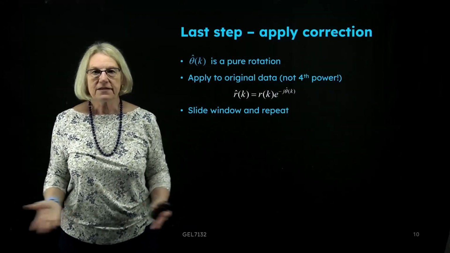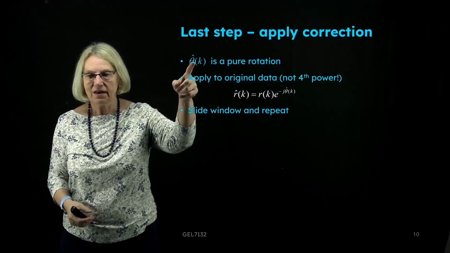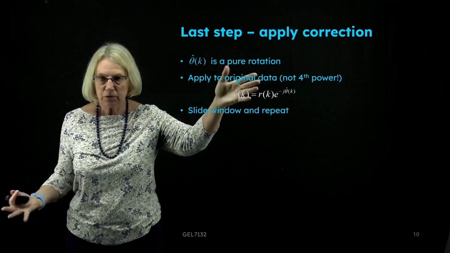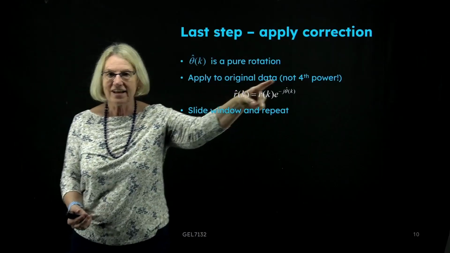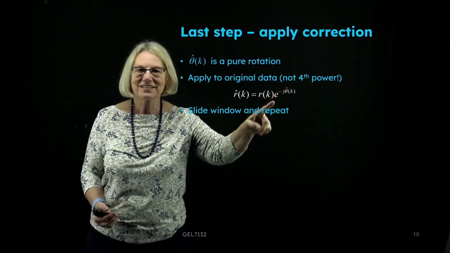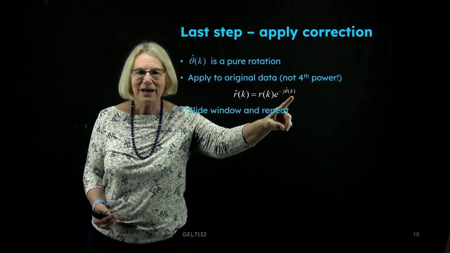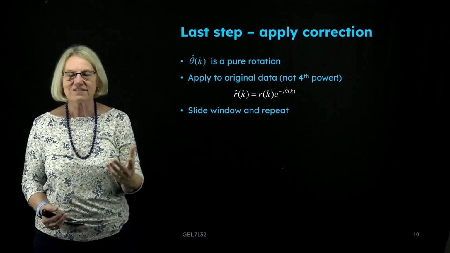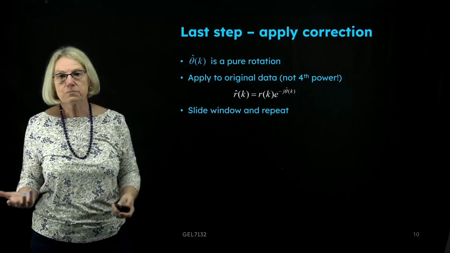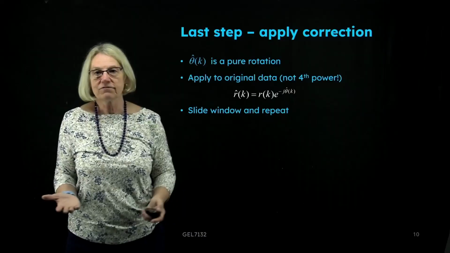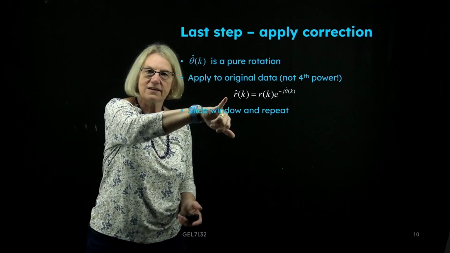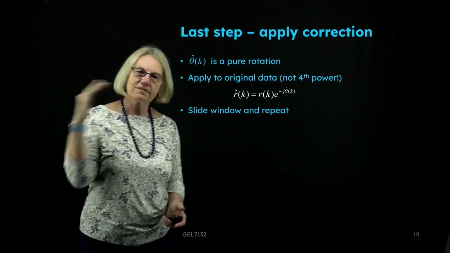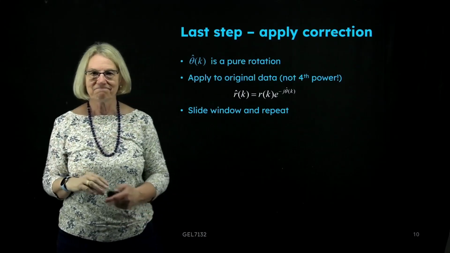So the last step is I've come up with an estimate, which is a pure rotation, and I apply it to the original data, not the 4th power, but the data before I took the 4th power. I apply this estimate of the phase noise, and now I have the recovered signal with the phase noise removed. And then I slide the window and repeat.